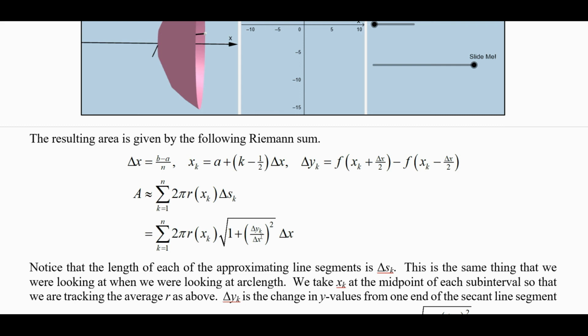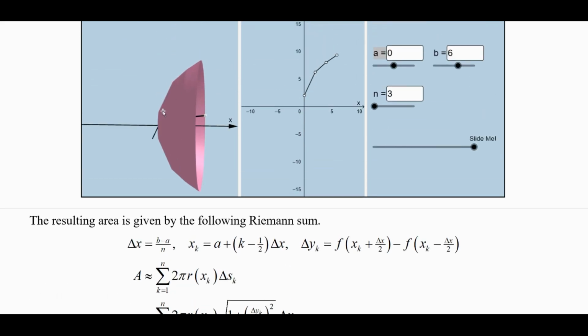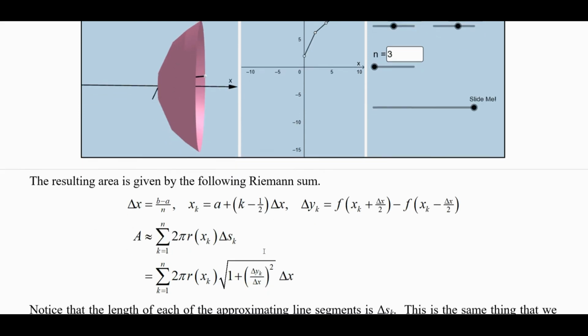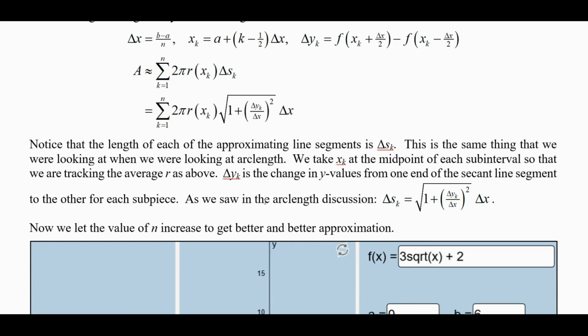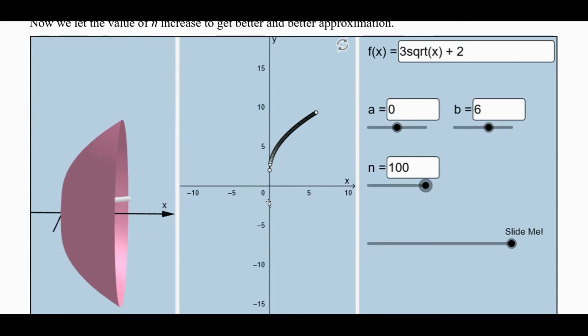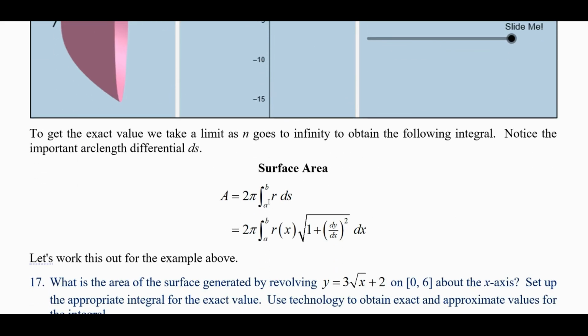Well, this is a Riemann sum that would find each of these, in this case these three pieces of cylinders, find their areas and add them up. We get a better and better approximation as we let n get bigger and bigger. Here's one with 100 showing. So we get the exact value if we let n go to infinity. Of course, as n goes to infinity, this delta s becomes the square root of 1 plus dy over dx squared dx. This r is just r as a function of x.